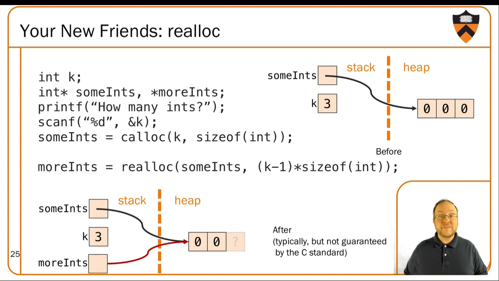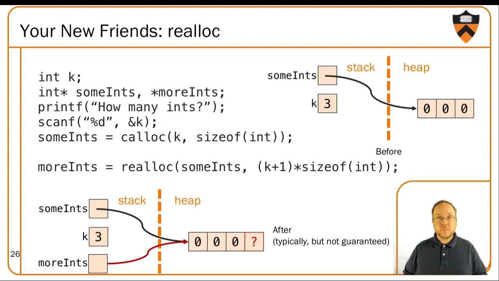On ArmLab, I believe the implementation does in fact do exactly this. It will not move the allocation when it makes it smaller. It will just say, okay, this allocation used to be 3 ints big, it's now only 2 ints big, but it leaves it in place. But that's not guaranteed by the standard, so you shouldn't typically assume that.